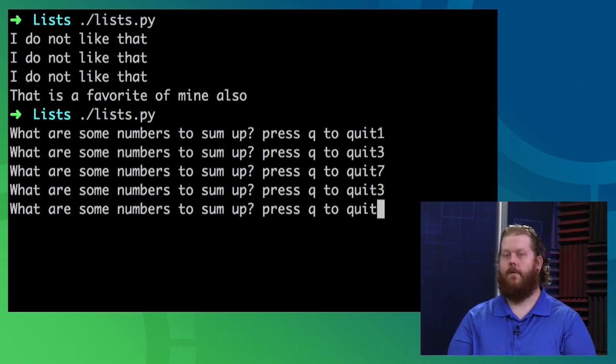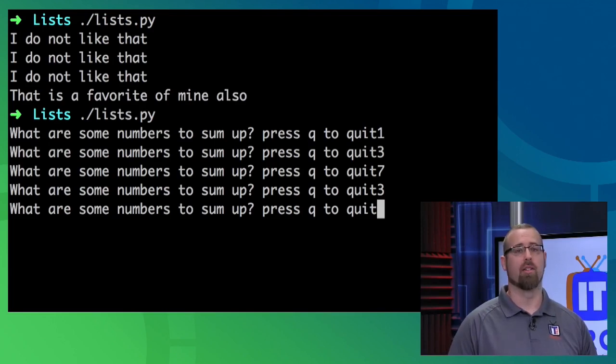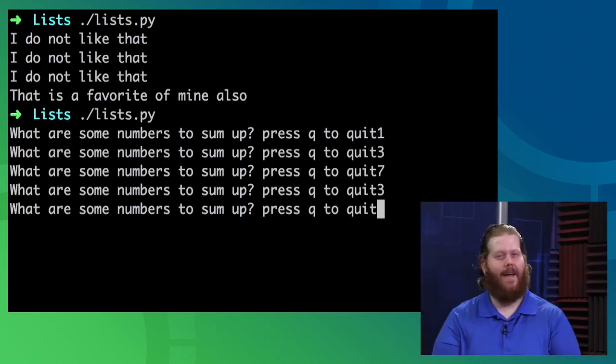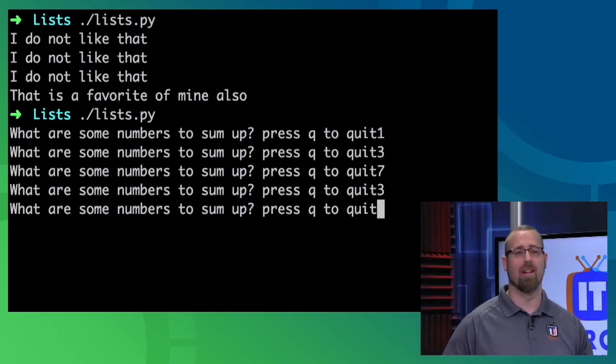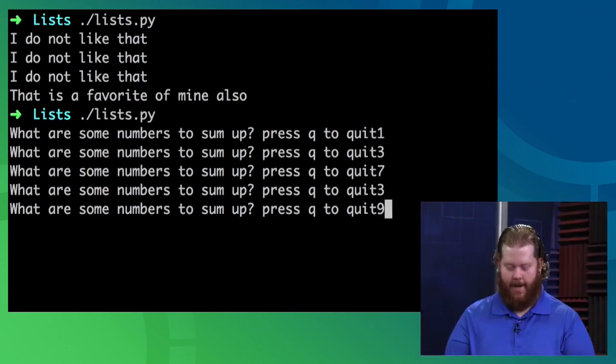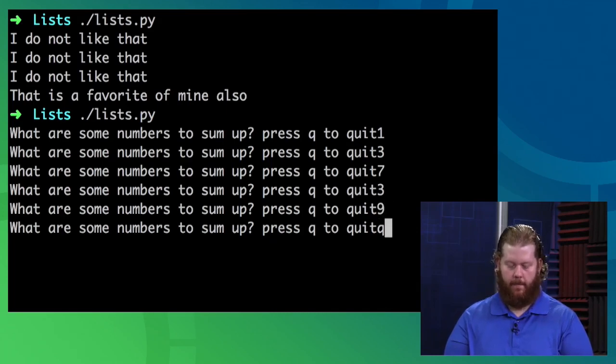What's your favorite number, Daniel? My favorite number is a Googleplex. No. All right, Daniel. Let's keep it realistic. Yeah, let's keep it realistic. Let's go with 9 is a good number. 9. And then let's go ahead and quit.